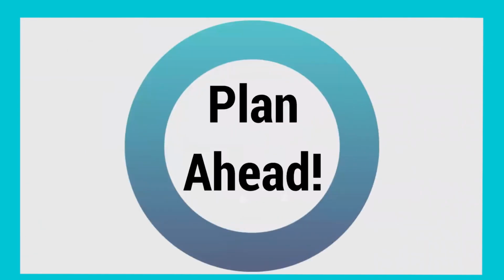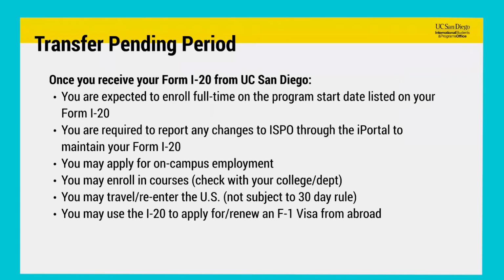Okay, let's see. So again, this is all information that helps you to plan ahead and make sure that the transfer process is smooth. Once you receive the transfer I-20 from UC San Diego, note that you are expected to enroll full-time on the program start date that's listed on your Form I-20. You are required to report any changes to our office through iPortal to maintain your Form I-20 and your F1 status. You are able to apply for on-campus employment during the transfer period.